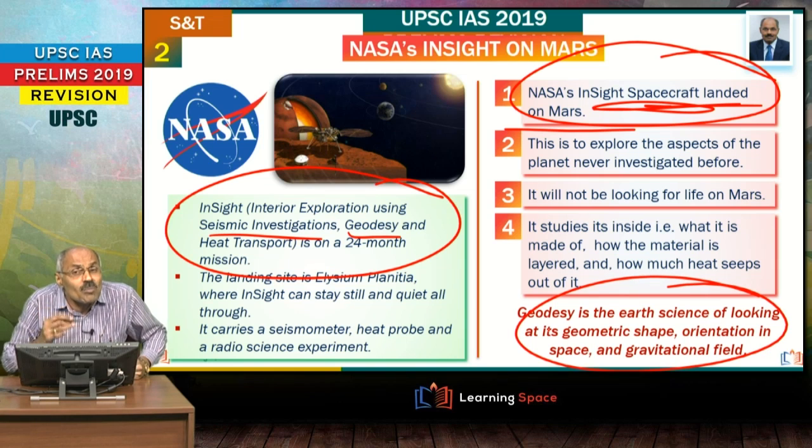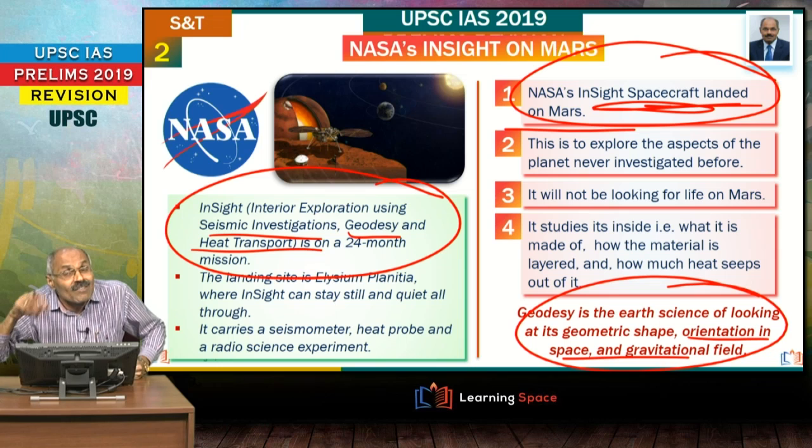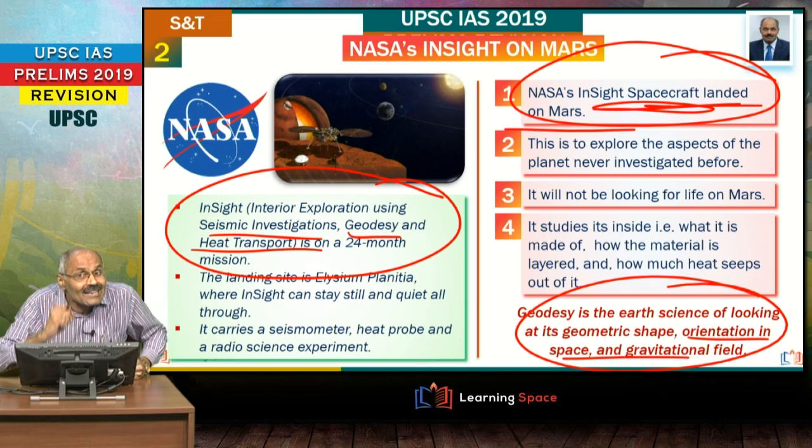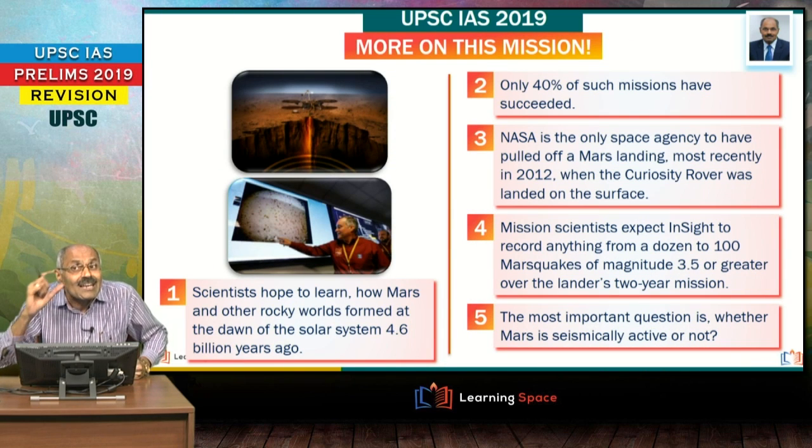Geodesy means geometric shape, then orientation in space, gravitational field, and heat transport, right? So what is the core of Mars, and whether Marsquakes are there or not. All these features will be looked at when one looks at this InSight spacecraft on Mars, right? Students should have clarity about why InSight was launched and what it is going to do. All these things are important.